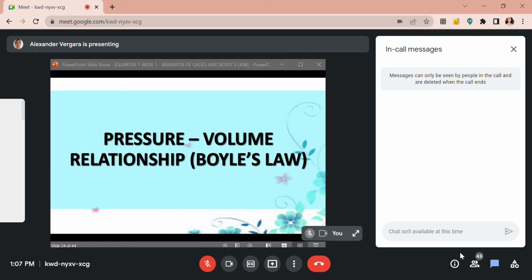Okay. So here, since Boyle's law, you said the volume-pressure relationship. What is the relationship of this pressure and volume? Anyone from the group? What is their relationship? The larger the volume, the lower the pressure.